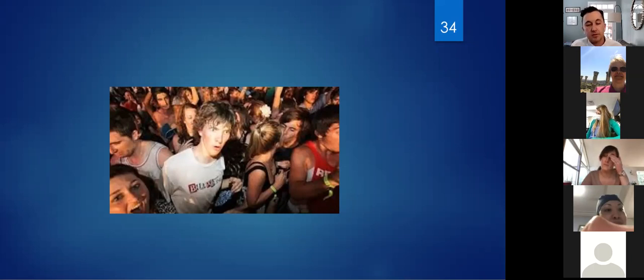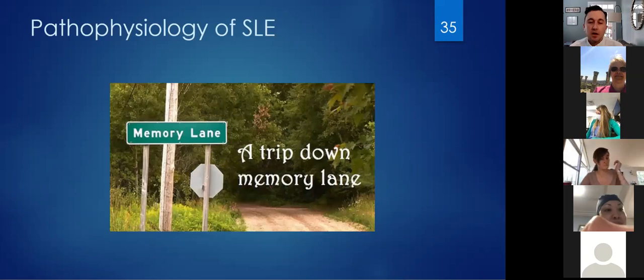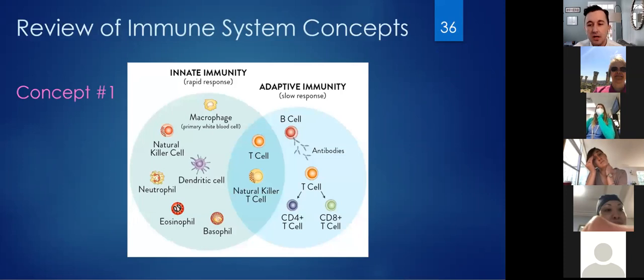After finishing up preparing for this, I did feel a lot better about lupus, but it was quite daunting at the beginning. So, okay, before we can talk about the pathophysiology of lupus, we need to review a few immunology concepts from school. Concept number 1, let's review innate immunity versus adaptive immunity.